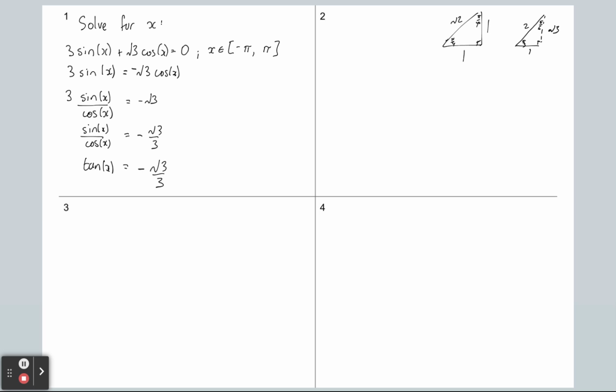Of course, you can just read your table, but personally, I tend to just draw these triangles out because once you do these really quickly, it's actually faster than looking it up on a table, in my opinion. Anyway, that's just a side point.